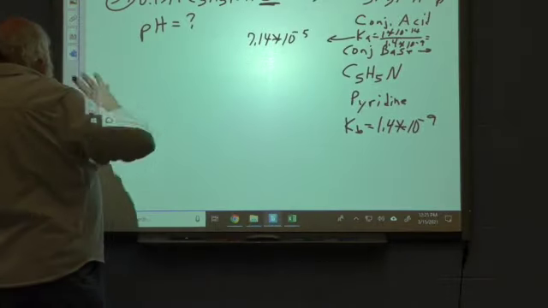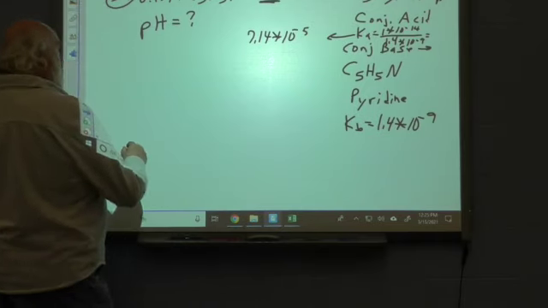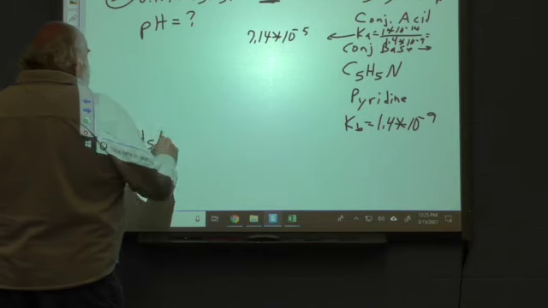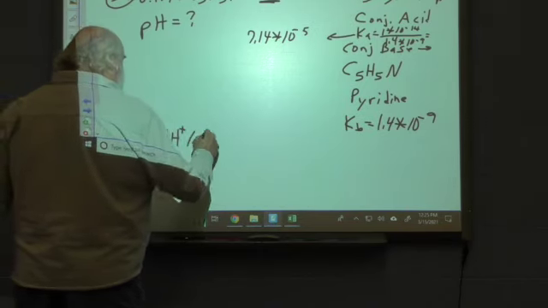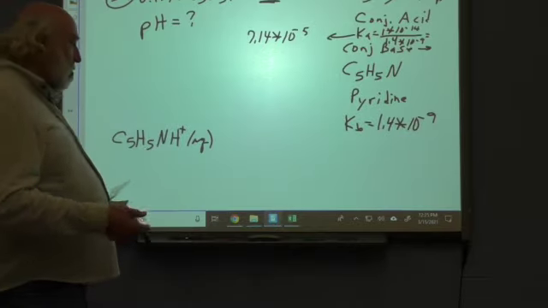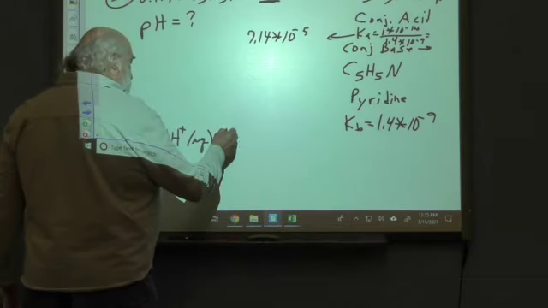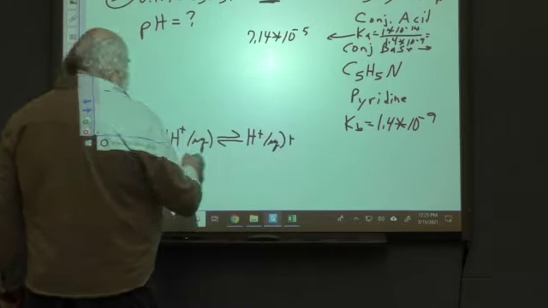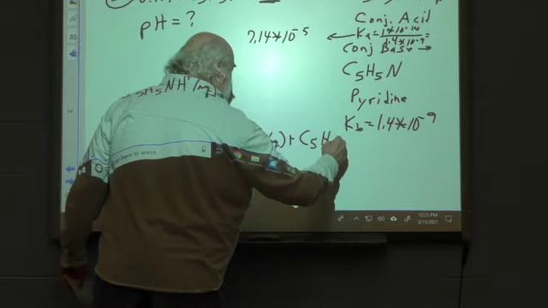We got rid of the bromide. The bromide's like the sodium, it's a spectator ion. We don't want it around. So we got C5H5NH positive aqueous. And since it's an acid, I'm not going to add water to it. We know that it's in there. It's hydrolyzing off the water, but this hydrogen is going to come off, H positive aqueous. And then everything else left over is the base, C5H5N.